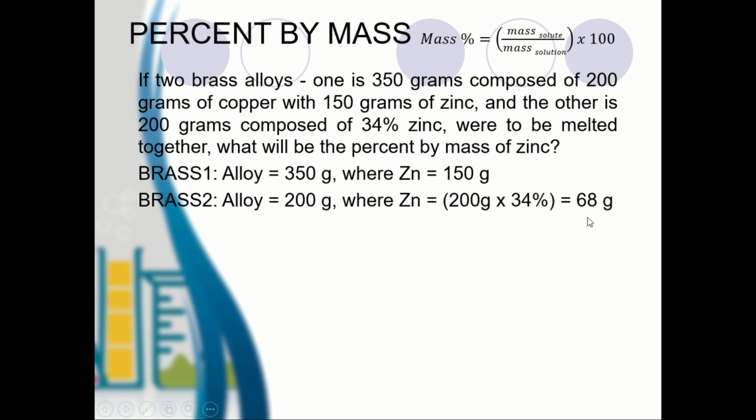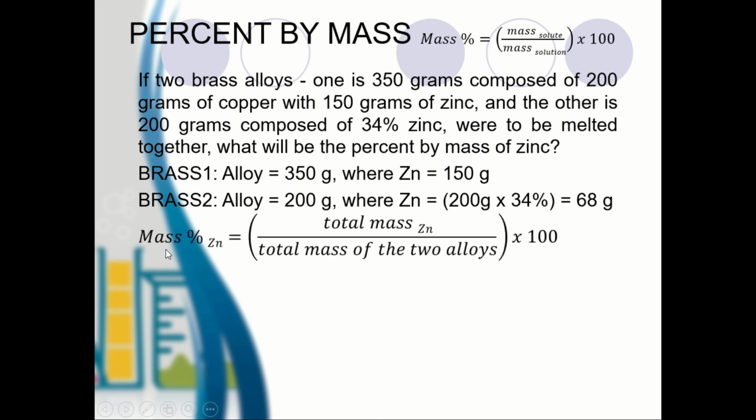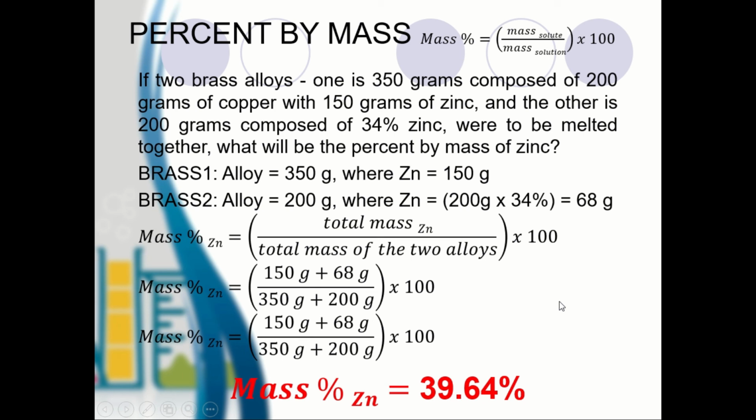How do we determine the percent by mass of zinc now? So the mass percent of zinc will be equal to the total mass of zinc divided by the total mass of the two alloys. So ipag-add natin yung total mass ng dalawang alloy times 100. So the mass percent of zinc will be equal to 150 grams. Ito yung nanggaling doon sa 350. Tapos 68 grams, ito yung nanggaling sa 200. Pagsamahin natin yan to get the total mass of zinc divided by the total mass of the solution, which is 350 grams plus 200, and then times 100. So the mass percent of zinc will be 39.64%. So that's it for percent by mass.